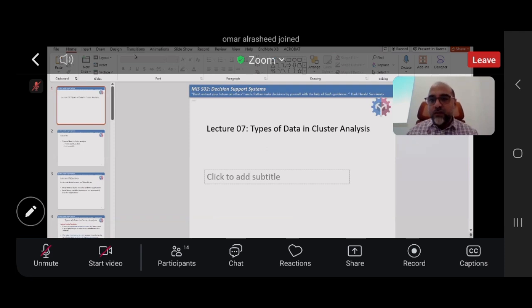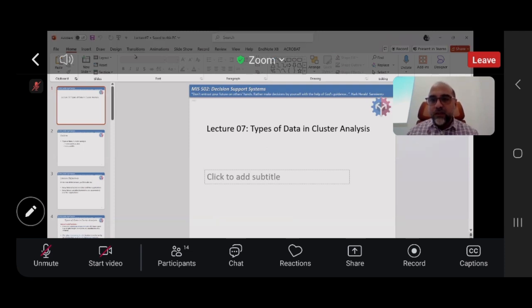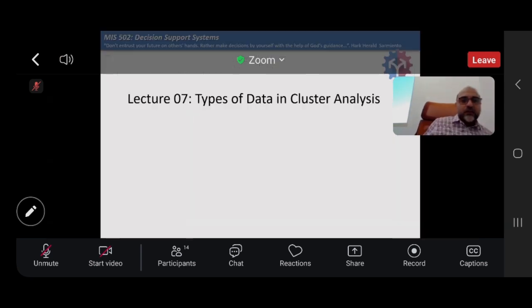So now we'll talk about something else. We have finished clustering, but something related to clustering is what we are going to cover in these next two topics. Okay, and this is called type of data in clustering.